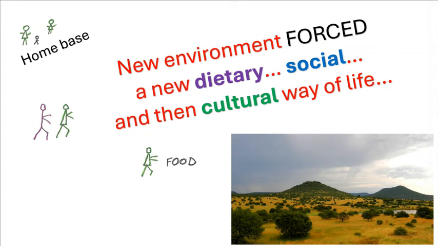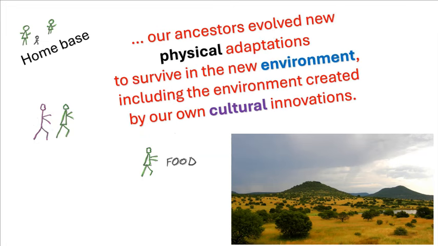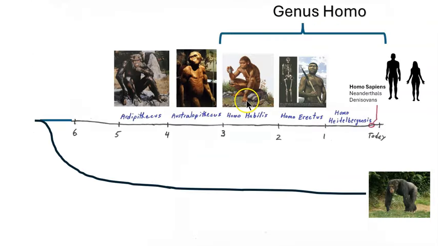The basic idea is the new environment forced a new dietary, social, and then cultural way of life for our ancestors. Our ancestors evolved new physical adaptations to survive in the new environment, including the environment created by our own cultural innovations. In the next lesson, we'll meet some of the key figures along the path towards the evolution of the human species.